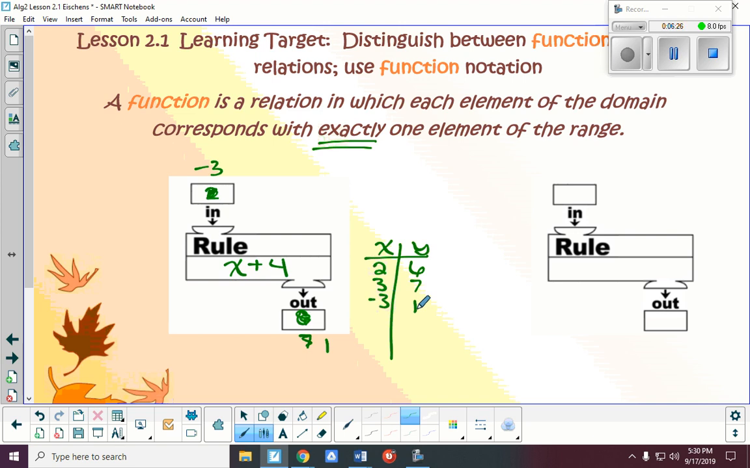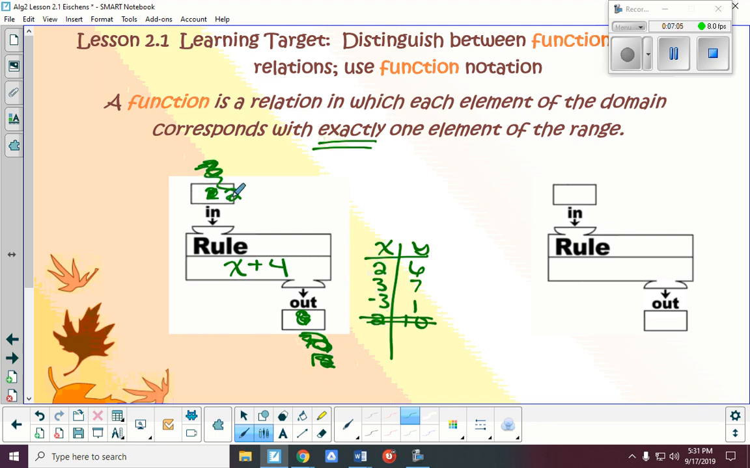Now, if we were to put in, say for example, a 2, and this time the output came out as like a 10, well, 2 plus 4 is not 10. And so with a function, if you have an input, it can only have one output. So in this case, it could not be a function if that was the case. So the only output possible with this function for 2 is 6. So that would not be possible.